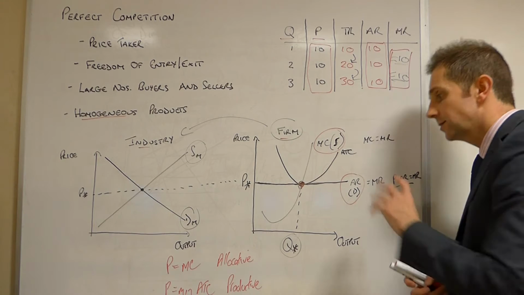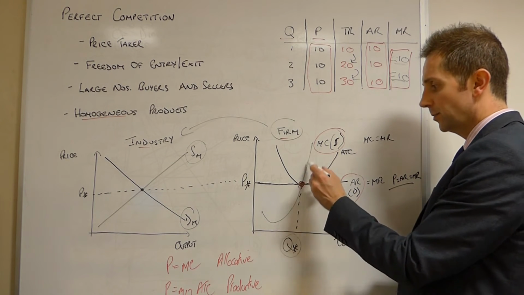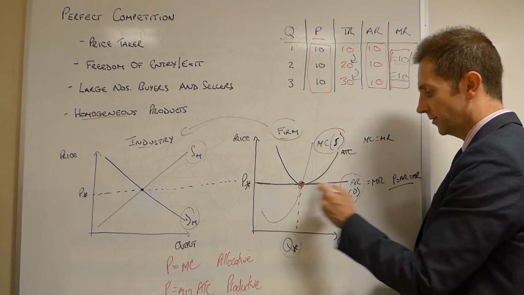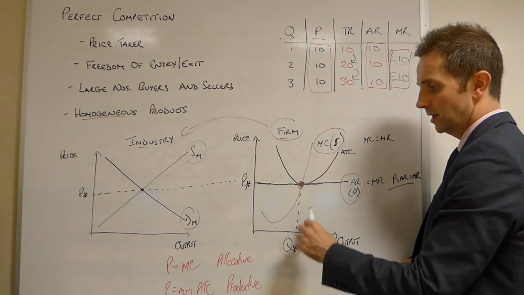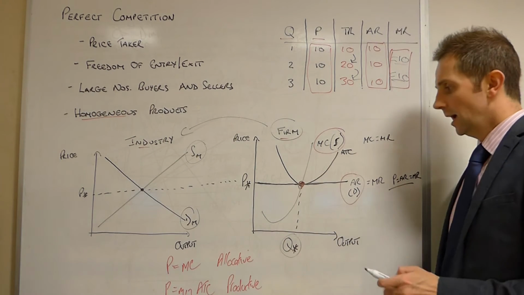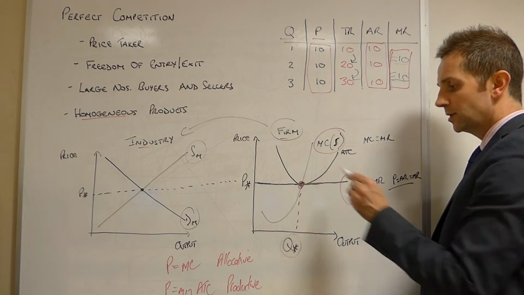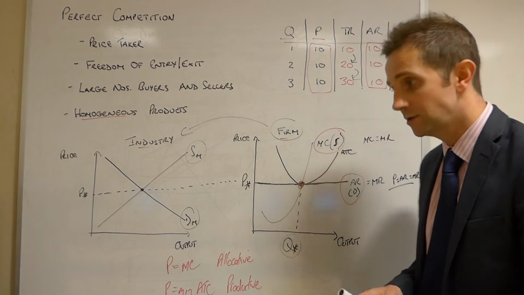So in this instance, we can see, number one, P equals MC, because it's the point at which the MC curve cuts the AR curve, where supply cuts demand. So price does equal the marginal cost in that respect. And it's also at the minimum point of the ATC curve. So it's both productively and allocatively efficient.